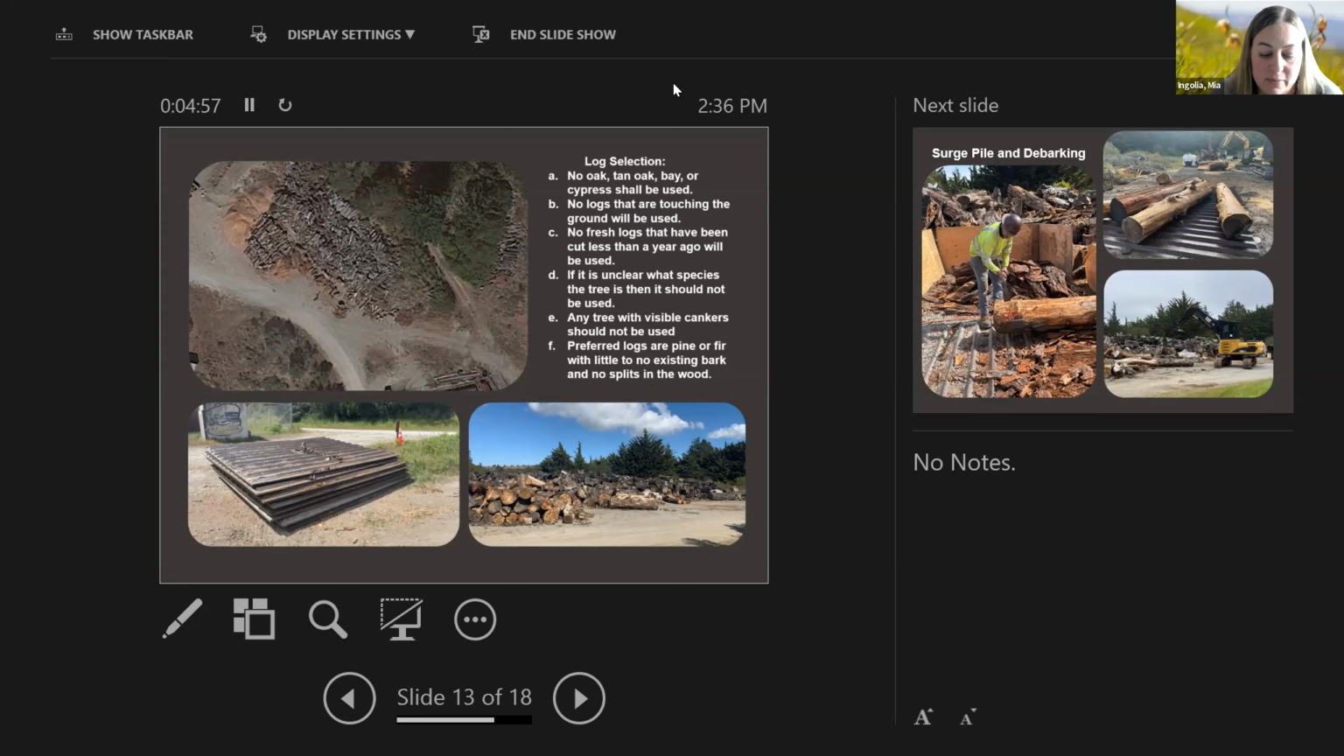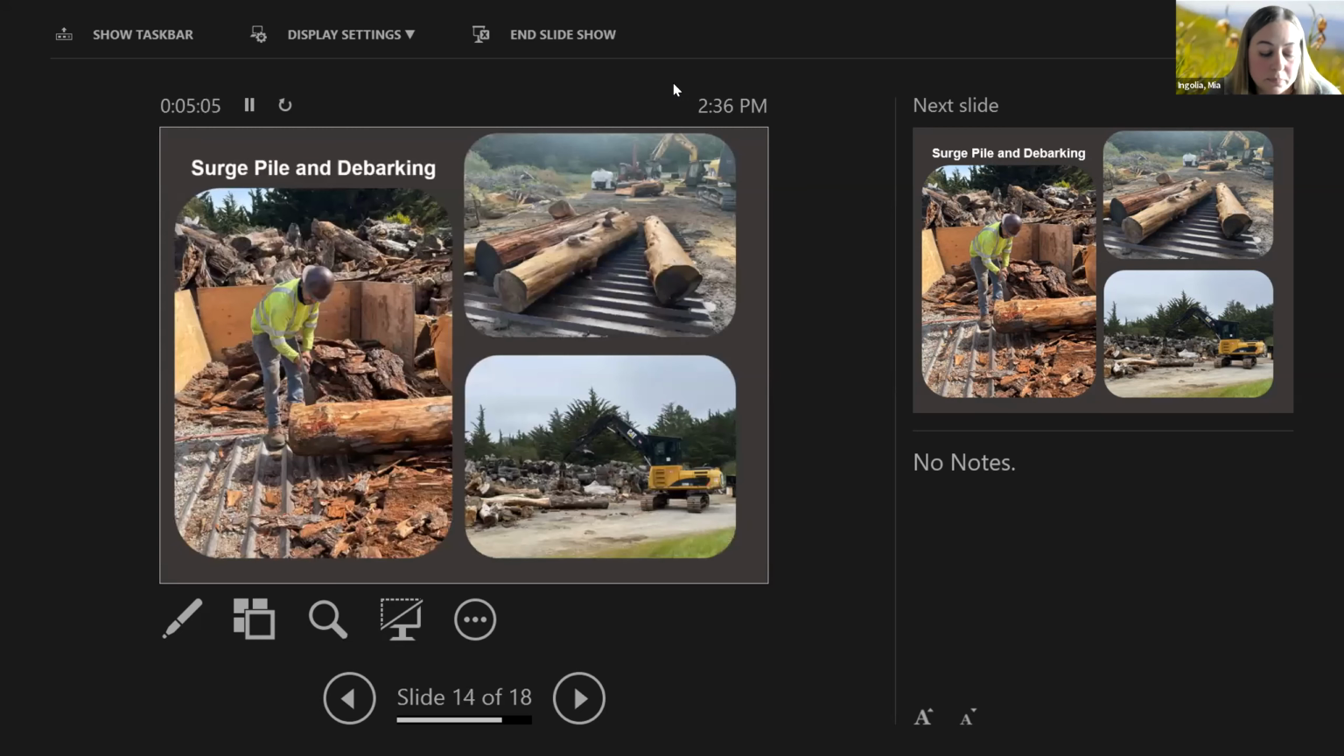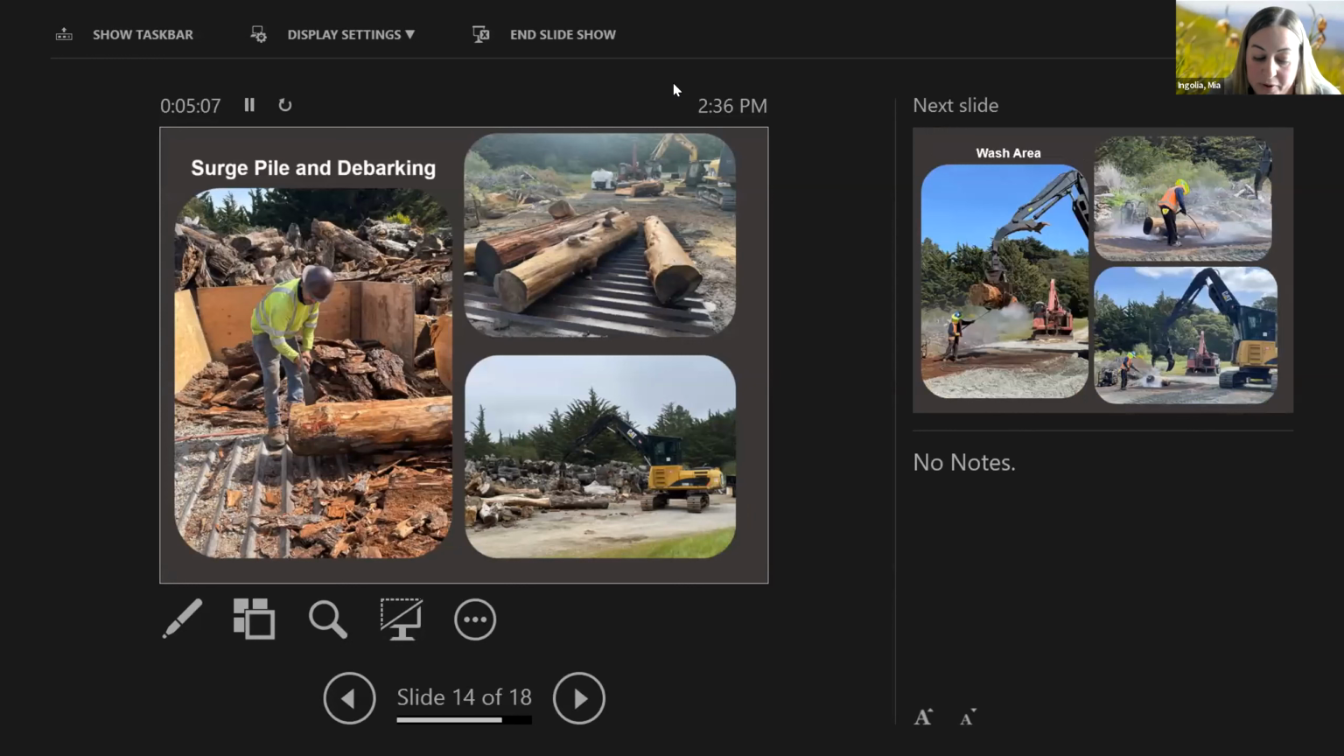The good news is that we still had plenty of large Doug firs and Monterey pines to pull out and to make into chips. We used a heel boom loader to pull the logs off the pile, being careful not to drag them, again, in case there were special status species underneath them. And then the logs were placed onto this first set of metal plates for debarking, where they were debarked by hand and then moved with the heel boom loader to the second set of plates.